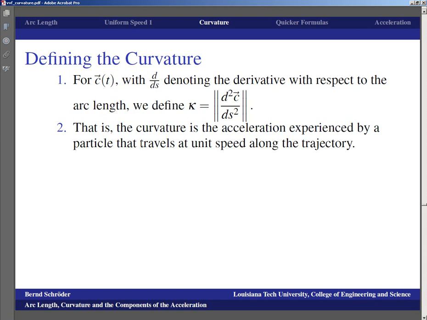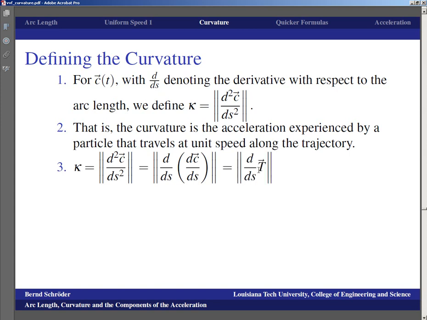It's just that we've got to travel at unit speed, because if we don't travel at unit speed, then our acceleration will also depend on the velocity. Okay, so that means that our curvature is the norm of the second derivative with respect to the arc length, which is the norm of the derivative of the first derivative with respect to the arc length, which is the derivative of the unit tangent vector with respect to the arc length, where when we differentiate with respect to arc length, we also assume that the unit tangent vector is parametrized with respect to the arc length.